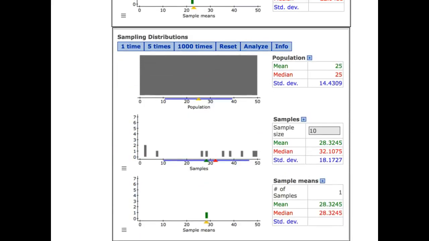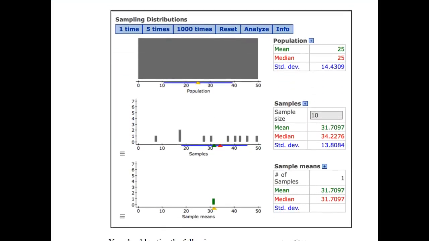Okay. In the next one here, again, we started with the same uniform distribution where the mean of that distribution, so mu, was 25. Again, we took a sample of size 10, so this is little n. We took one sample of size 10, and in this case we got an x bar value of 28.3245.